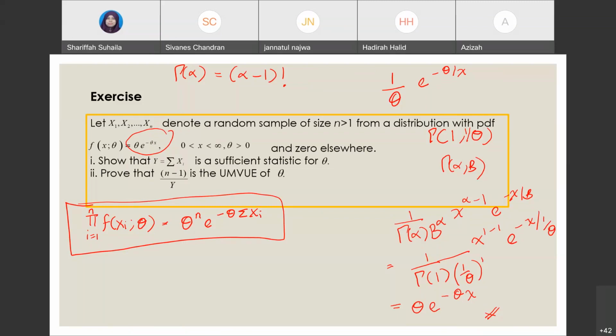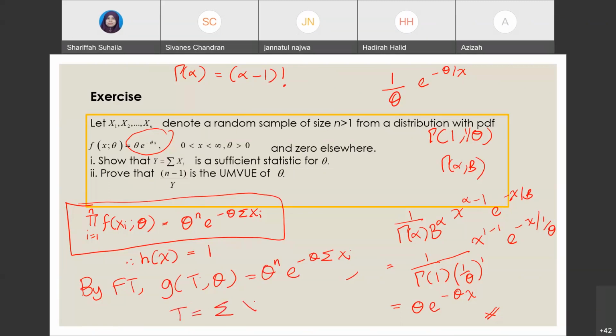So now we use the factorization theorem. By the factorization theorem, we already have theta to the power n exponential negative theta summation xi. So what we can do is consider h(x) to be equal to 1. So by the factorization theorem, we have g of theta, again theta to the power n exponential negative theta summation xi. So you will conclude that T equal to summation xi, or Y in this case, Y equal to summation xi, is a sufficient statistic for theta, by the factorization theorem. That is the first part.